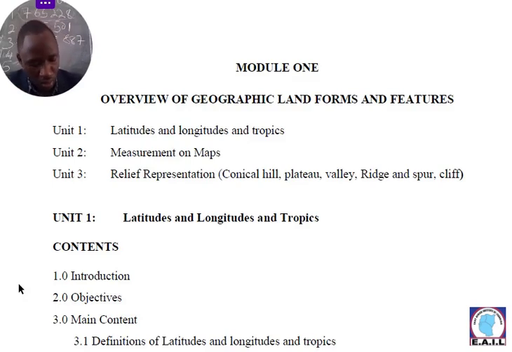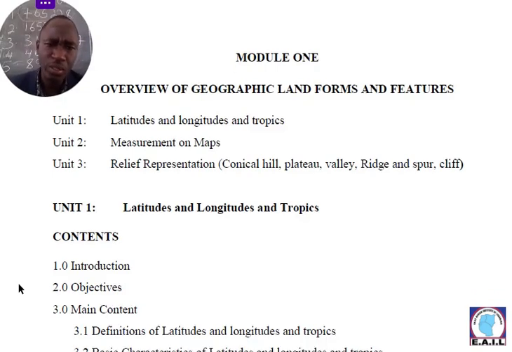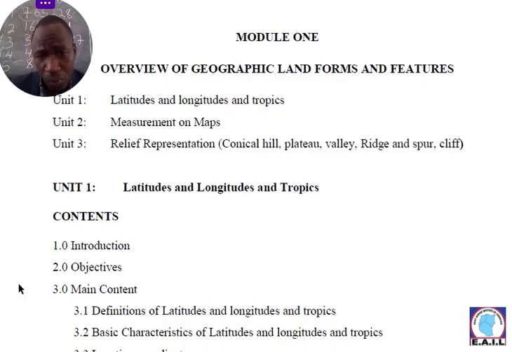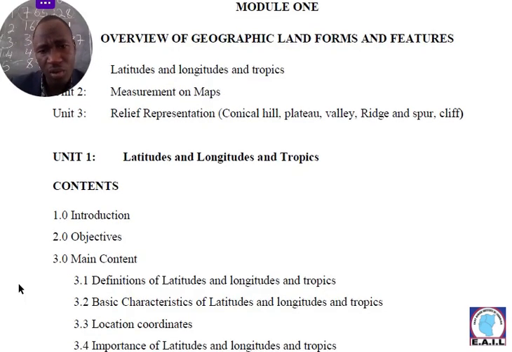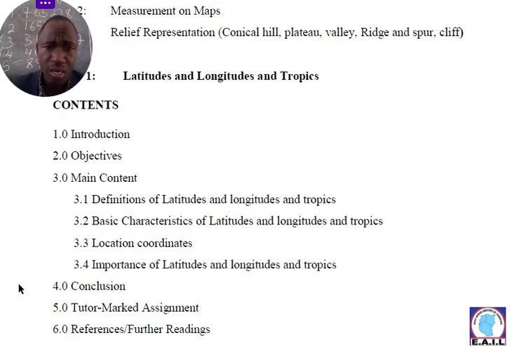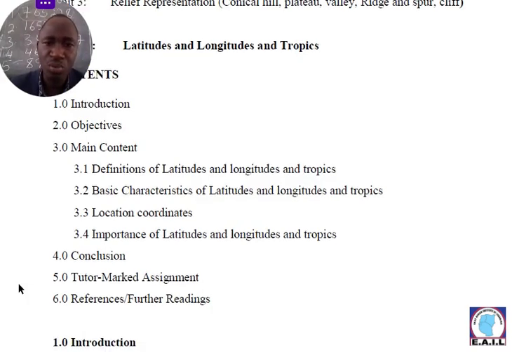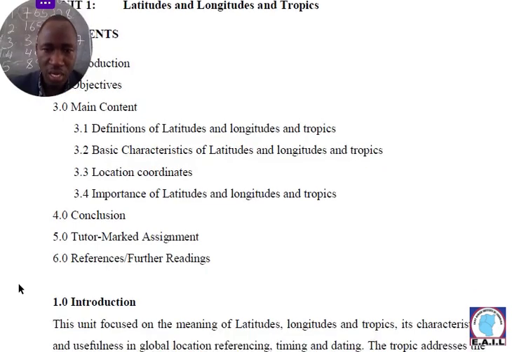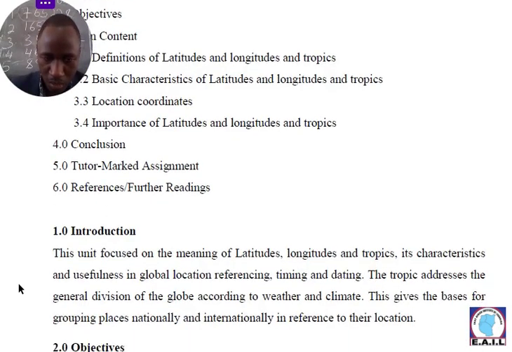how the longitudes and latitudes, or what we call the tropics, are spread onto the globe. We are going to be looking at latitudes, longitudes, and also the tropics. When we proceed below, it will be our first unit. We are going to find out what latitudes are, what longitudes are, and what we call the tropics. Most importantly, with the tropics, that's what we have not actually been aware of.